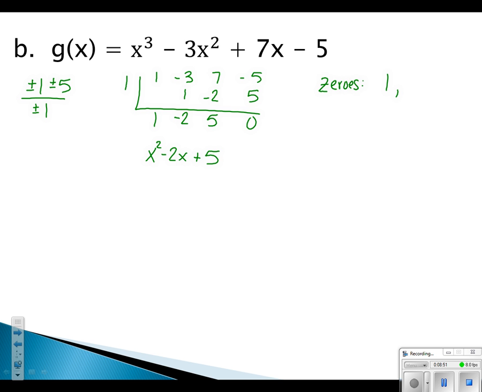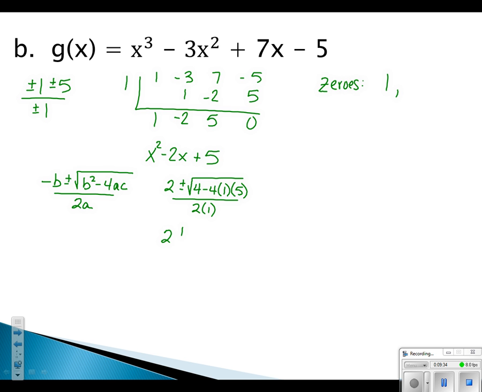Now, in looking at that one, it is an x squared trinomial, but there's no way to break a 5 and come up with a 2. So I'm going to have to apply the quadratic formula to this one to come up with my zeros. If you remember the quadratic formula, negative b plus or minus square root of b squared minus 4ac all over 2a. So negative b is going to be 2. B squared would be 4. 4 times a times c, all over 2 times a.